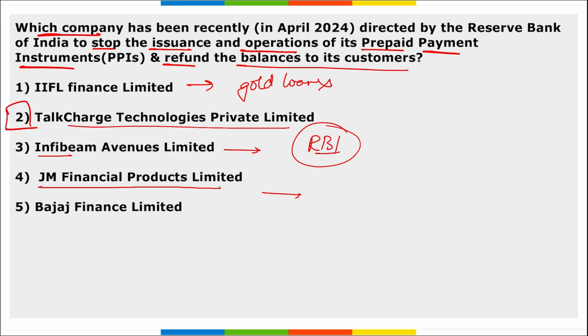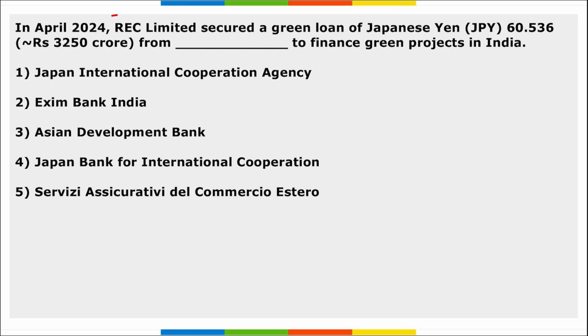Then if we talk about JM Financial Products Limited, remember they have recently been barred by RBI for financing against shares and debentures. Infibeam was granted a payment aggregator license by RBI, and even Amazon Pay was granted payment aggregator status.